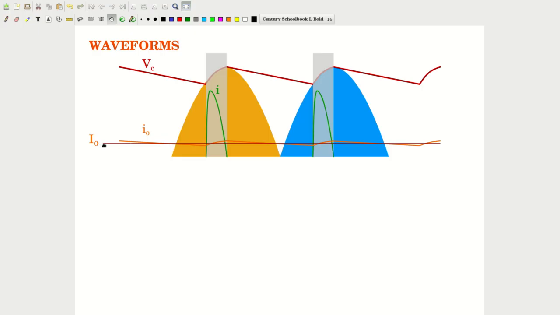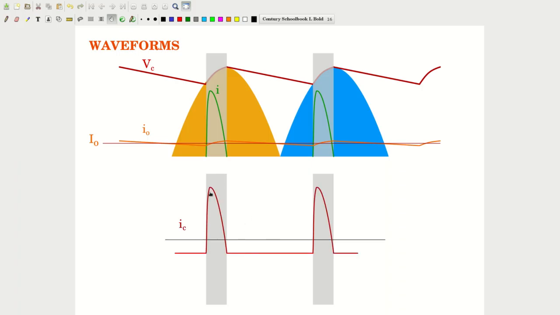Now if you remove this average component from this I current, you will get the current that flows through the capacitance. So let us draw the capacitance waveform during this period of conduction. Then you will see that the capacitance current would have gone down by an amount of I naught value as shown here. In the steady state, you should note that this area is equal to this area.